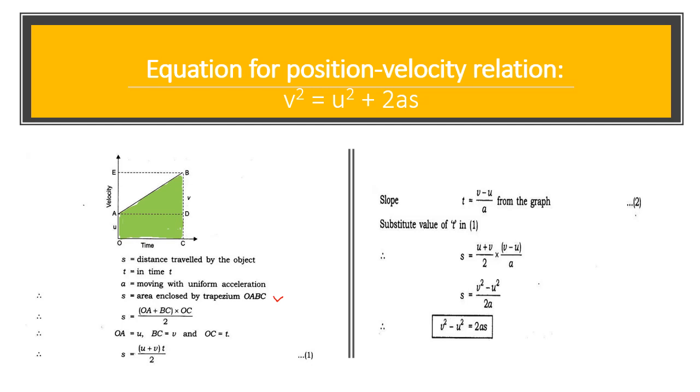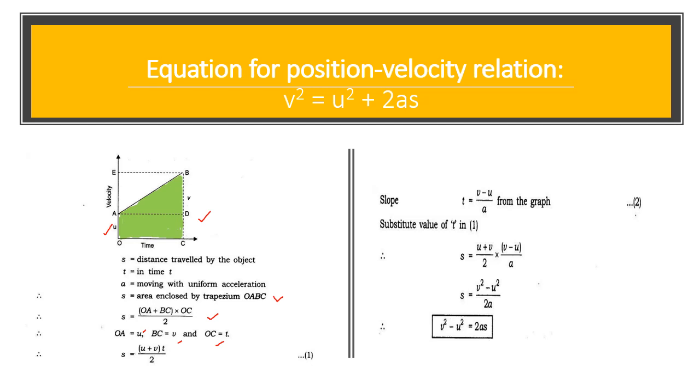So half into sum of two parallel sides, which are OA and BC. Sum of two parallel sides into the perpendicular distance between them. So what is the perpendicular distance? A into D. This is equivalent to OC. So this is the formula to calculate area of trapezium. Now you should substitute all the values. OA is U, BC is V, OC is T. So you will get S equal to U plus V into T divided by 2. This is your first equation.